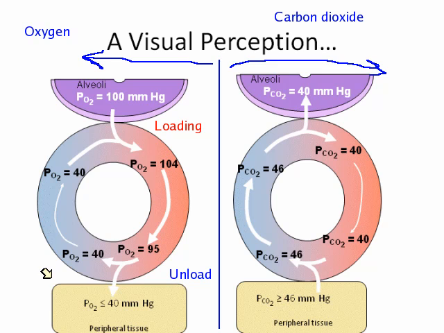Likewise, the opposite can be said for carbon dioxide. The partial pressure of carbon dioxide as it approaches the tissues is about 40 millimeters of mercury. The partial pressure within the tissues of carbon dioxide is 46. 46 is greater than 40, and so we are going to be experiencing loading of that carbon dioxide.